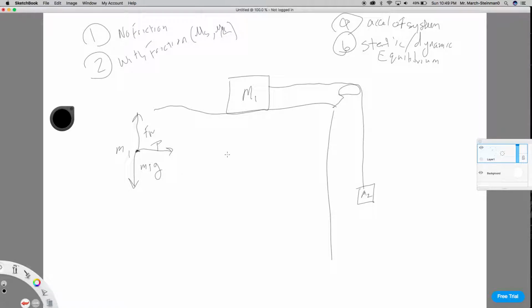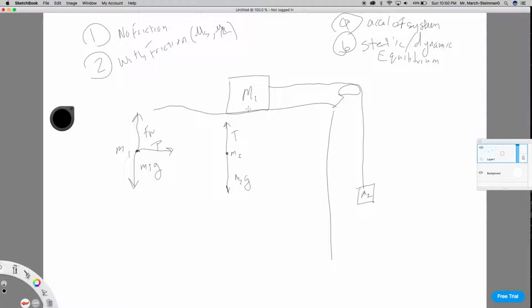For mass M2, we have M2g, and we have going up a force of tension. Now, the magnitudes of this force of tension here and this force of tension here are going to be the same.